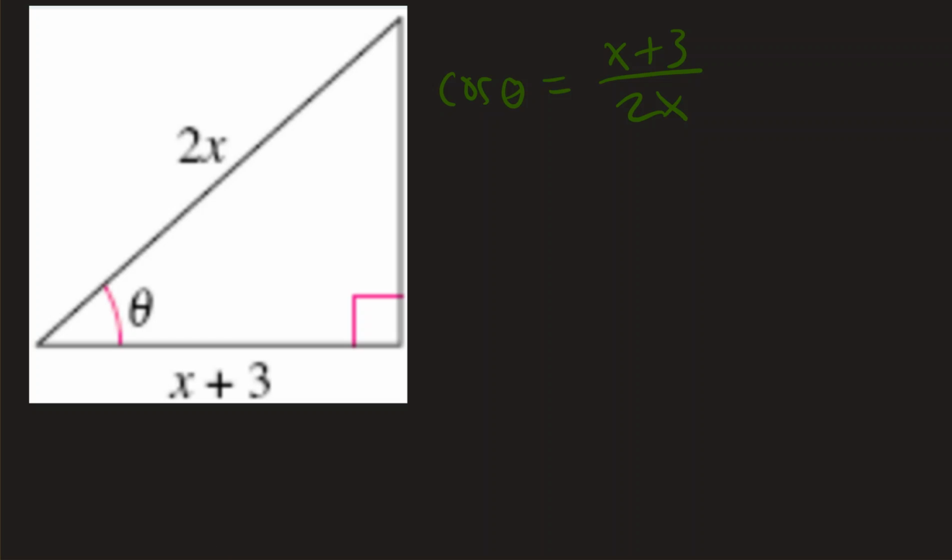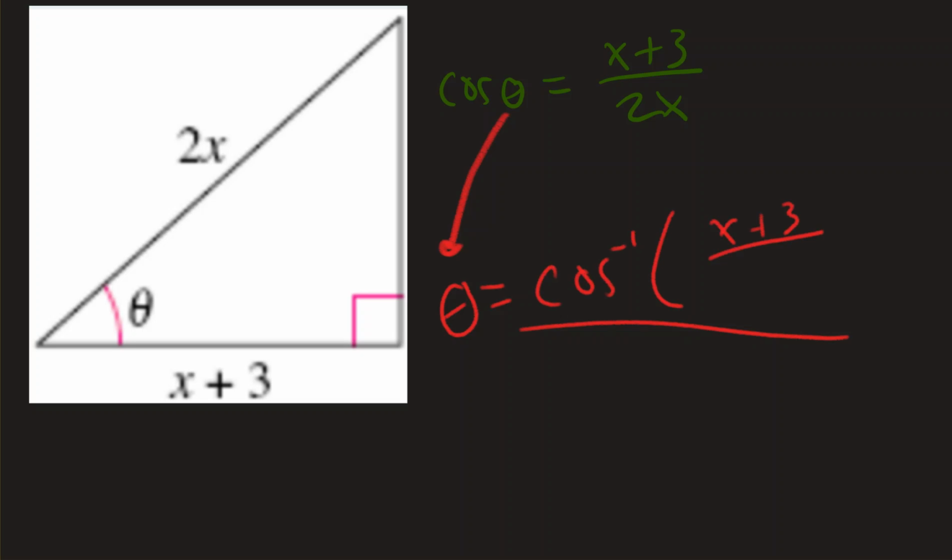What they're asking us to do now, though, is to solve this for theta, make an equation for theta, and we can do that by saying, okay, let's not do cosine of the angle, let's do inverse cosine, so I can swap those two things around. So if I did that, that would end up being inverse cosine of this.